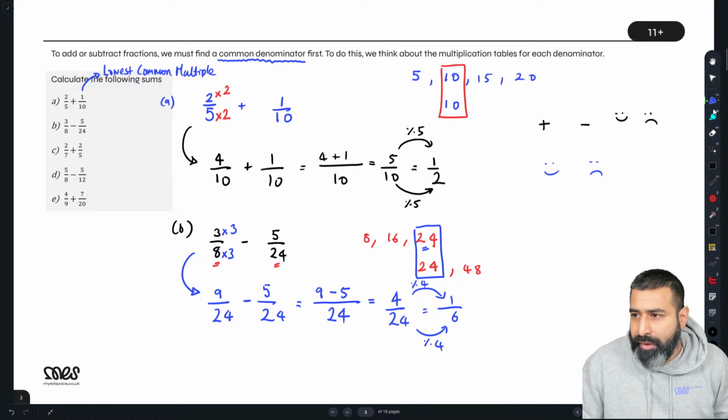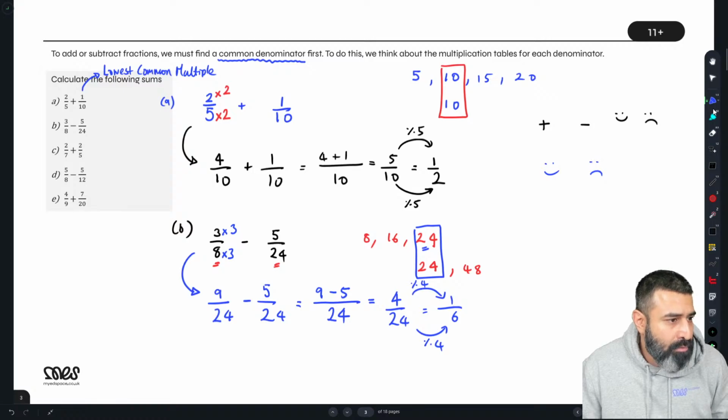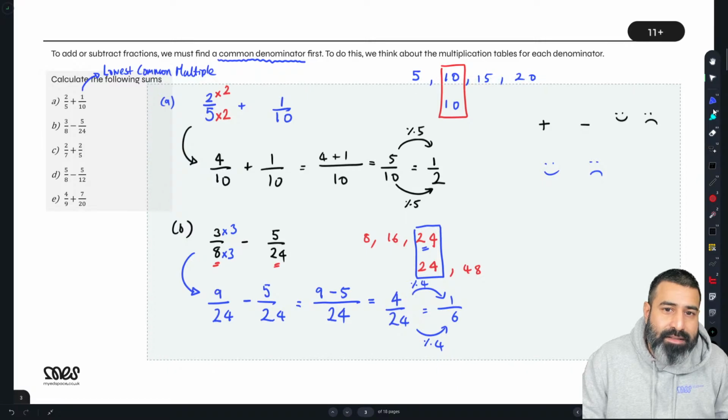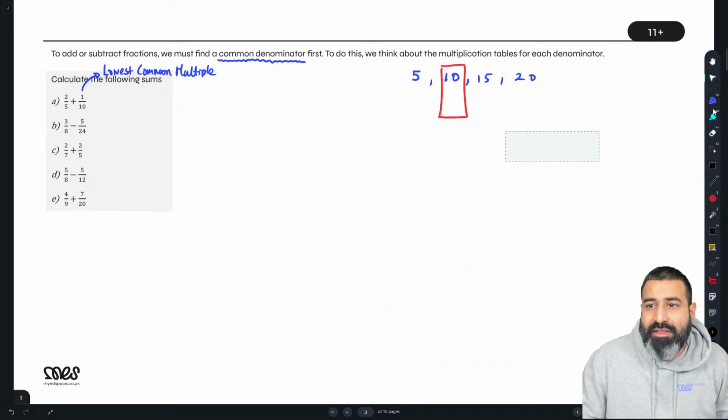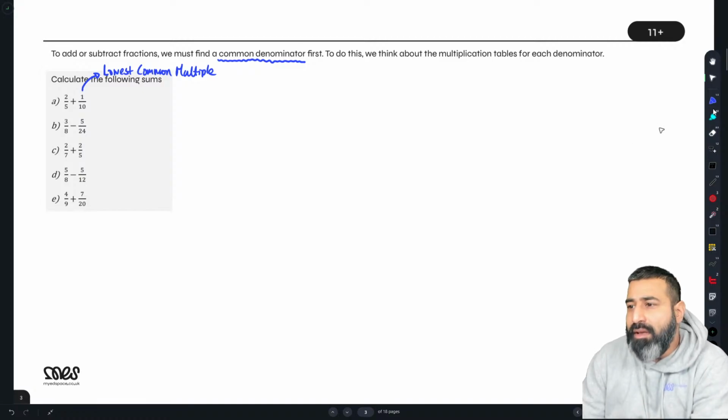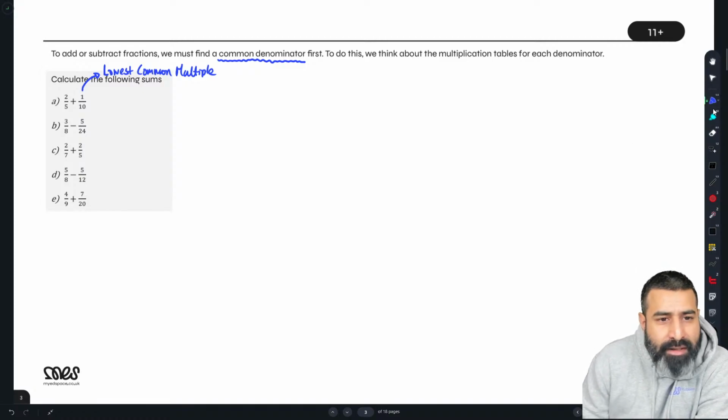The problem solving is confusing on B. Okay, cool. What we're going to do is, let's have a look. So I guess the trick here is we have to find a common denominator, okay? So let's have a look at C.